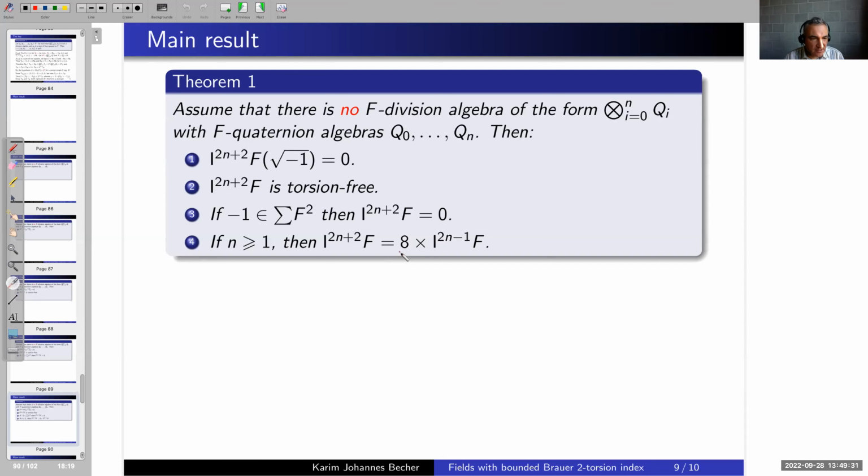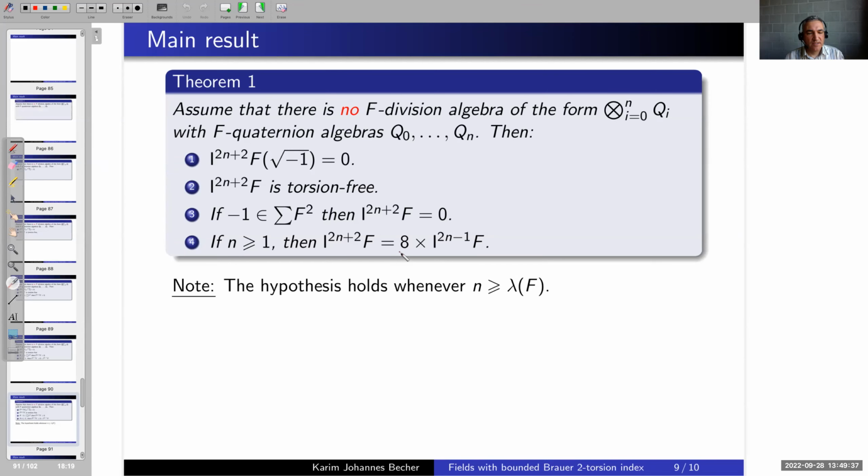Yeah, I will say something to it after collecting the arguments for 1, 2, 3. So let me first say, if n is at least the symbol length as I defined it, then the hypothesis here is satisfied. But it might be a milder hypothesis, or it is generally a milder hypothesis, to assume that there is no decomposable division algebra of degree 2 to the n+1. Good. But it shows that this improves somehow. It makes a statement of Bruno Kahn in a way more precise.